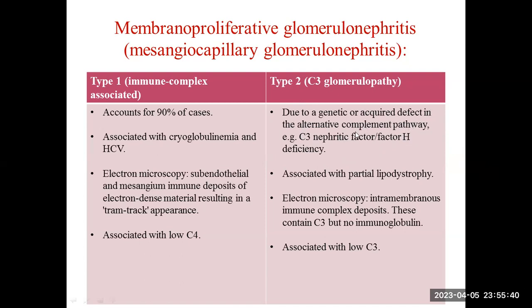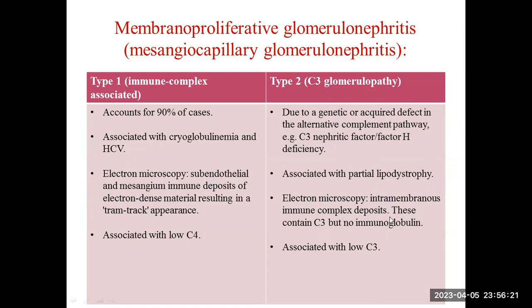And for some reason, this activation of the alternative complement pathway will be directed towards the glomeruli of the kidney. And so the patient will present mainly with the glomerular disease. This glomerular disease is mediated by complements, and specifically mediated by C3 complement. And it's due to activation of the alternative complement pathway. An interesting fact about this type, when you do microscopic examination under electron microscope and immunofluorescence, you will find the immunological deposits to be intramembranous, not subendothelial and mesangial as in the first type. Here, it will be within the glomerular basement membrane.